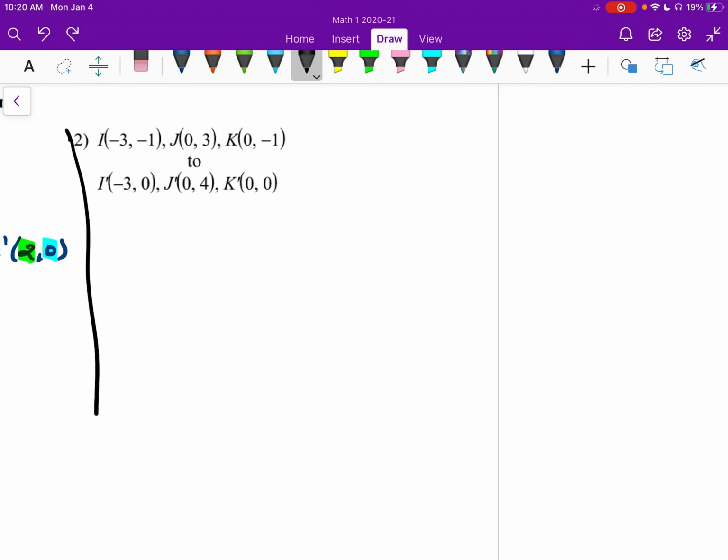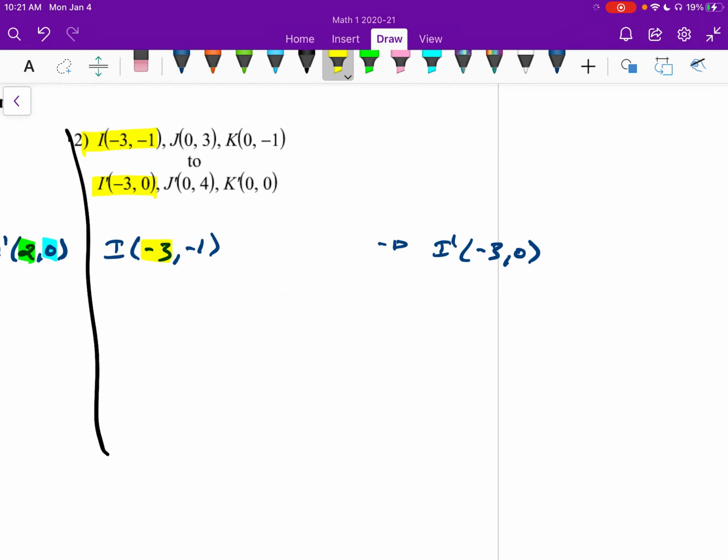Number 2, we're going to do the same thing here. I'm going to look at the first point. You don't have to use the first point, but you have to use the same point. So I could use the J's or the K's, but it doesn't really matter. I'm just going to use I. So I is (-3, -1), and somehow it turns into I prime of (-3, 0).